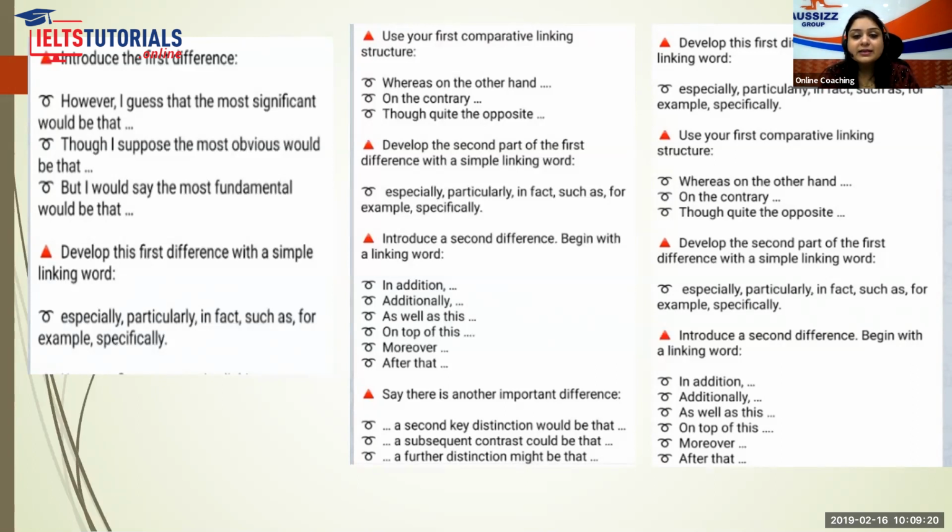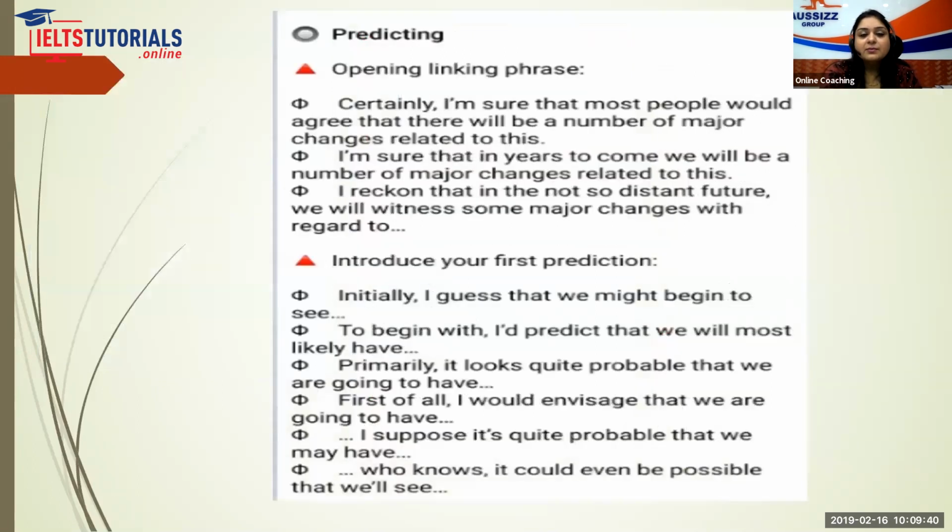"A second key distinction would be," "a subsequent contrast could be that," "a further distinction might be that." Please, students, focus on it. Okay. So develop the first difference, like use your first comparative linkers, whereas, on the other hand, on the contrary. So it's like the same thing I have given you. The next part is predicting.